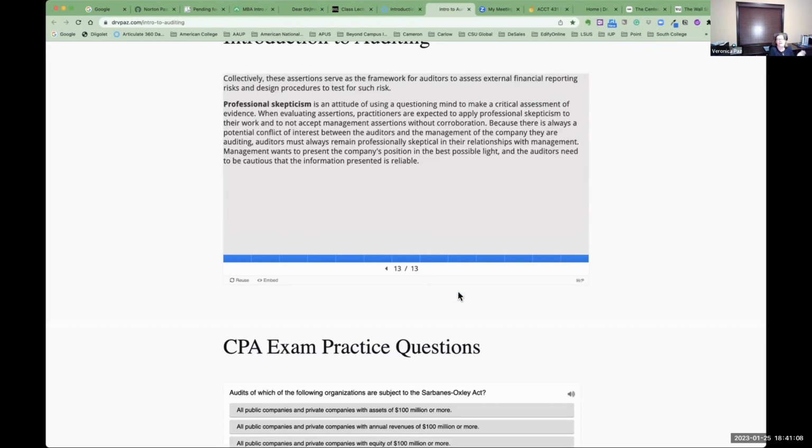And then we have professional skepticism. This is something that we're going to talk about in one of our cases. Keep in mind that when you are talking about professional skepticism, you want to make sure that you are using the PCAOB definition, because the PCAOB is the authority that gives us our auditing standards. And that's pretty much the main authority. So if you had a chance to review this before class, that would be great.